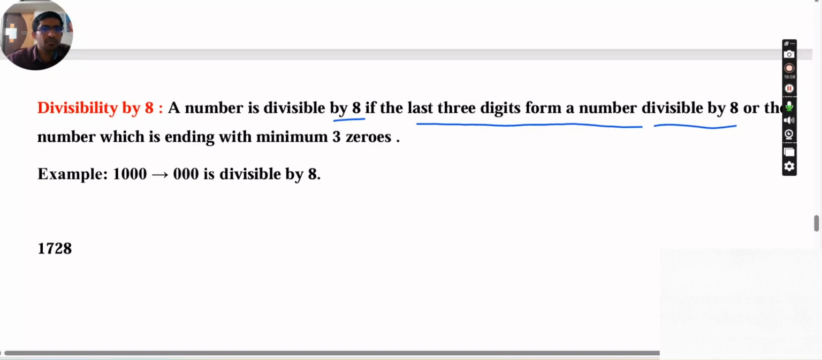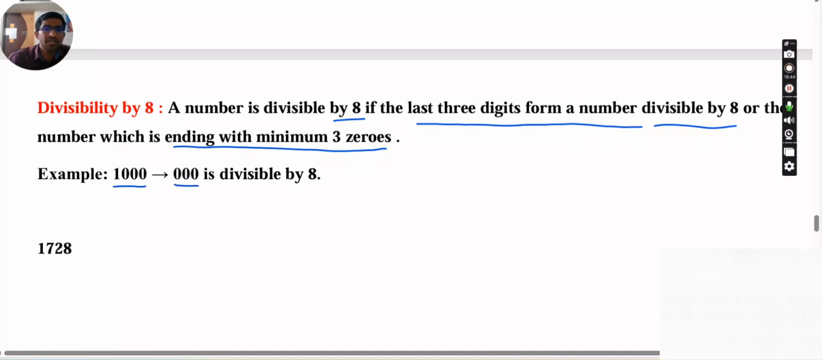So we know that in 4 we were checking the last two digits, in 8 we are checking the last three digits. But another condition is there, because sometimes the number will be ending with 0. So at that time we need to check that. Another thing that we have to remember: if a number is ending with minimum three zeros, then we can say that this number is divisible by 8. The first example I have taken here is 1000. In 1000 we can see how many zeros are present, three zeros.